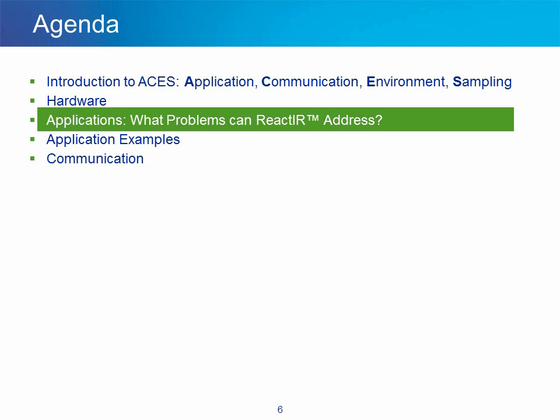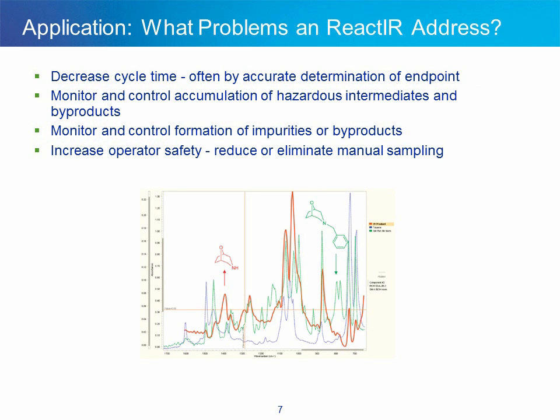Applications. What problems can FTIR address? FTIR is often useful for decreasing cycle time, often by the accurate determination of endpoint, monitoring and controlling the accumulation of hazardous intermediates and byproducts, monitoring and controlling the formation of impurities or byproducts that result in waste or additional processing steps, and increasing operator safety by reducing or eliminating manual sampling.